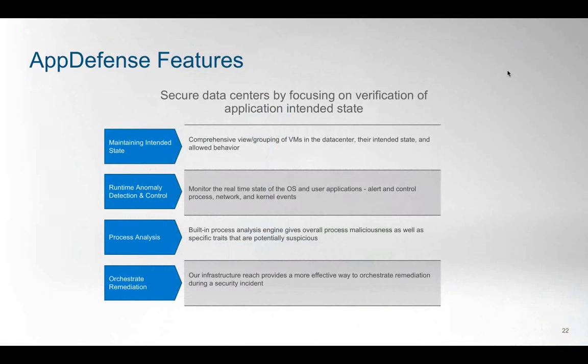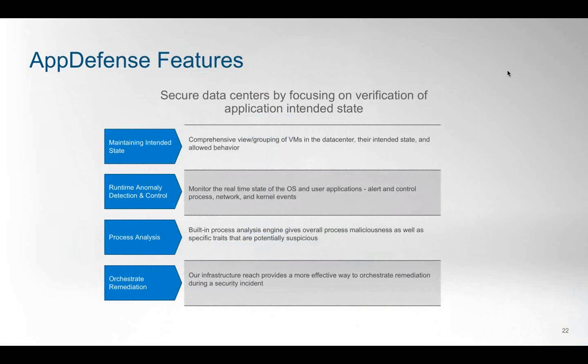And as I mentioned earlier, every application goes through a lot of process chains during runtime. So runtime anomaly detection and control is part of the AppDefense feature set as well. We'll monitor the real-time state of an operating system and user application. And whenever we see a deviation, we'll check with the backend reputation feed system to make sure whether that behavior is valid or something that we need to act on in terms of alerting and control. If a process is trying to modify or enumerate a memory location, we'll alert on that and detect an anomaly.